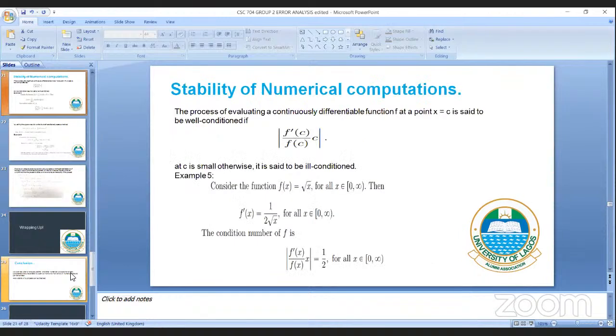Okay, so stability. The process of evaluating a continuous differentiable f at a point x is equal to c. That's when you say a number is stable or is well conditioned, sorry. So let's use an example to explain it further. We have our f of x as root x, and we have the conditions. The conditions is 0 and infinity. So we slot in the values. That's what we get. Then the condition of f is written, you get those values.